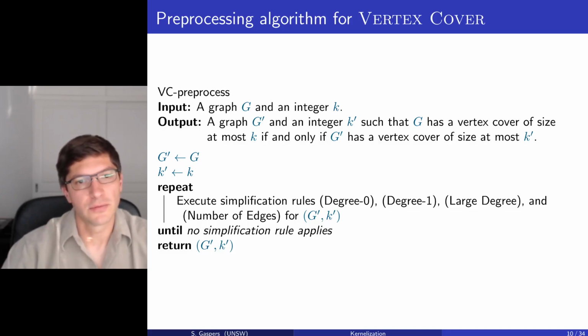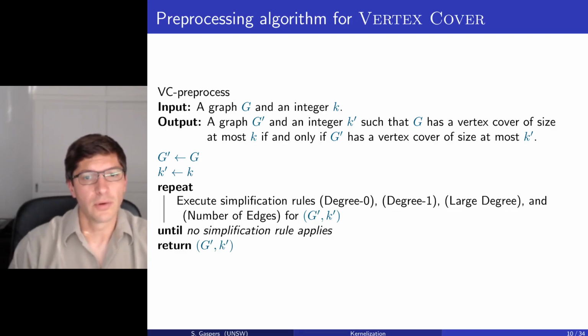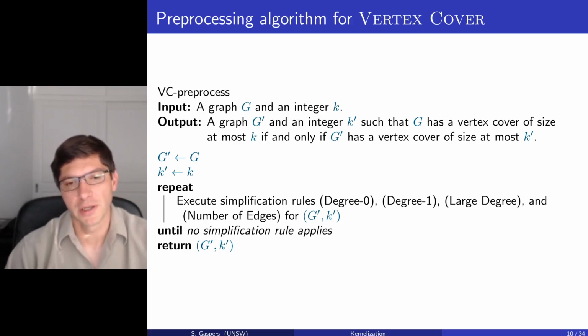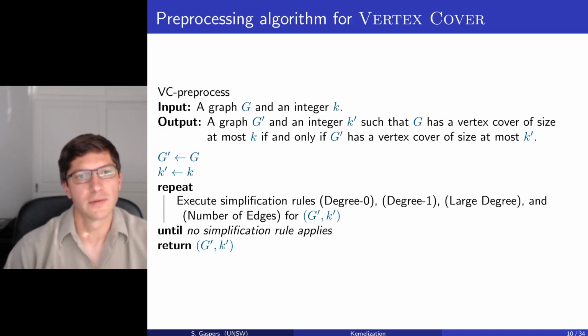Okay, so our algorithm does the following. First of all, it copies G and k into G prime and k prime. Now it executes all these simplification rules until none of these simplification rules applies anymore. So we apply these simplification rules to the graph G prime and parameter k prime. Now when no simplification rule applies anymore, then we return the graph G prime and the integer k prime as our returned instance.